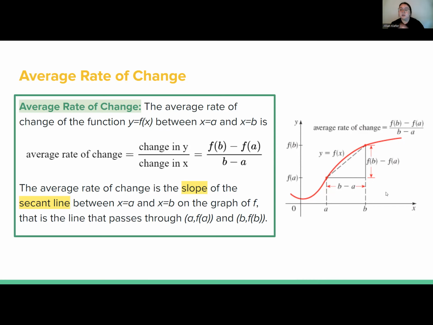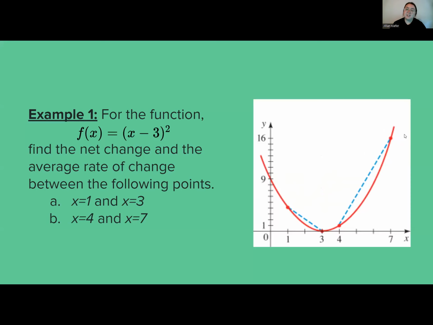In this case, for average rate of change, it doesn't necessarily matter which you pick to be A or B. It doesn't necessarily have to be exactly in this order, as long as the formula stays the same. You can pick smaller values to be A and F of A, or B and F of B, or larger values to be B and F of B, or A and F of A. It doesn't matter as long as you keep the formula in the correct order. So let's go ahead and do an example.